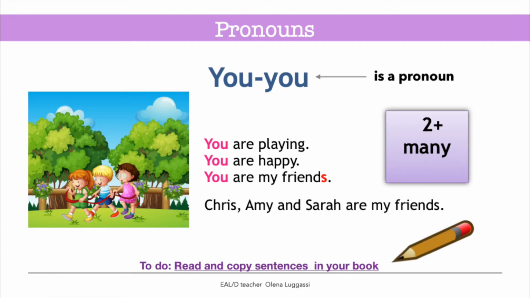We use the pronoun you when we talk about one person or many people. For example, look at this picture. How many children can you see? Three. Chris, Amy, and Sarah are my friends. So if you want to tell them that they are your friends, you will say you are my friends. You are playing. You are happy. You are my friends. Pause the video and copy the sentences in your book.